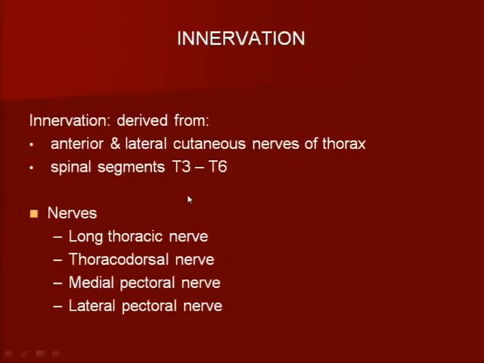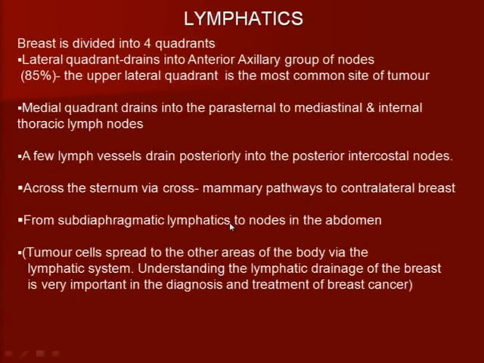Innervation, a number of nerves, mainly the anterior and lateral cutaneous nerves of the thorax. Lymphatic drainage, I said, is very important. Basically, you divide the breast into 4 quadrants, and the most important quadrant is the upper lateral quadrant. This is where 85% of the lymphatic supply goes, and the drainage there is to the anterior axillary group of nodes. From the medial quadrant, where do they drain?